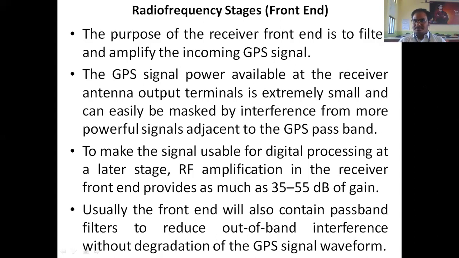so the signal amplitude gets degraded, and it has to be amplified to the required level. The power available at the receiver antenna output terminals is very small, so it can be masked by interference from the more powerful signals adjacent to the GPS passband. The signal sometimes may come from outside, because we have learned spoofing techniques. Spoofing means that, intentionally or unintentionally, others will send some jamming signals. So the receiver must be able to reject them and accept only the signal. That's why the power level is to be increased.